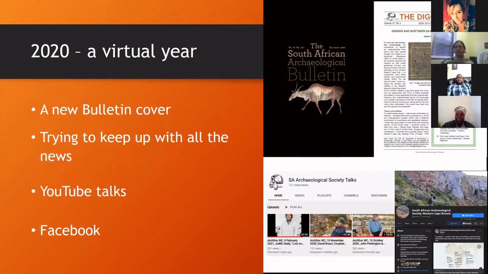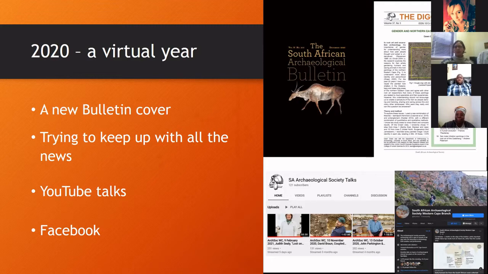Some of the things that we've been doing as a society this year: with 2020, obviously we had the COVID pandemic, and so we had to go virtual. What would normally happen is that the societies would meet at different branches. For example, in the Western Cape, we meet in Cape Town, and then you have a lecture and it's all in person and you get to meet the other members of the society. And the society isn't just for academics, it's for the general public to be able to learn more and engage with archaeology and the research that's been done in South Africa and in the broader archaeological community.